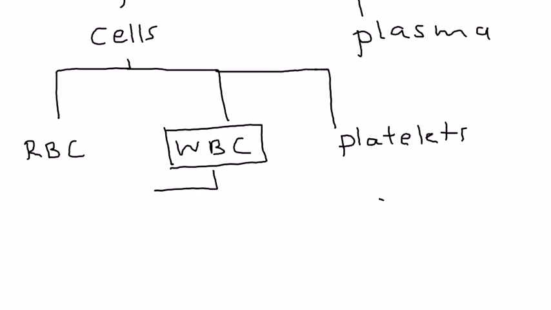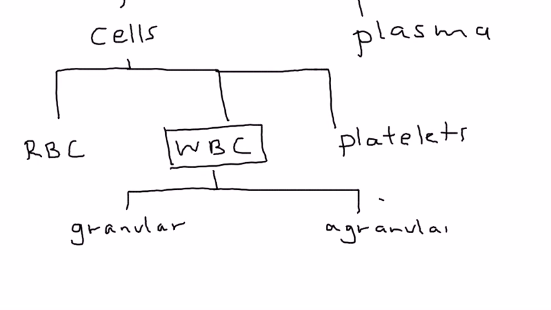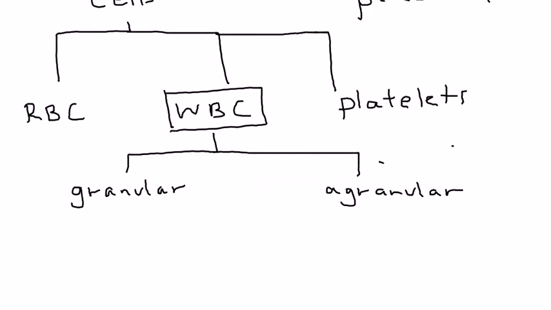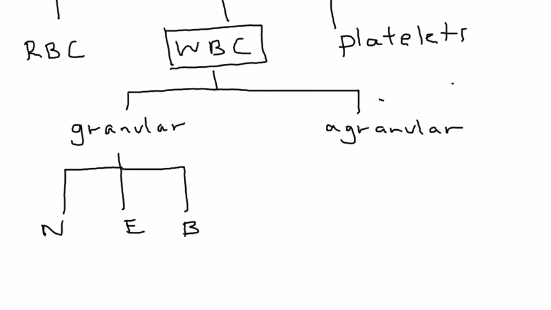White blood cells, there's two main types. There's granular, and then there's agranular. And the granular ones are the ones that we are actually interested in. There's neutrophils, eosinophils, and basophils. I'll write out the words actually. Neutrophils, eosinophils, and basophils.